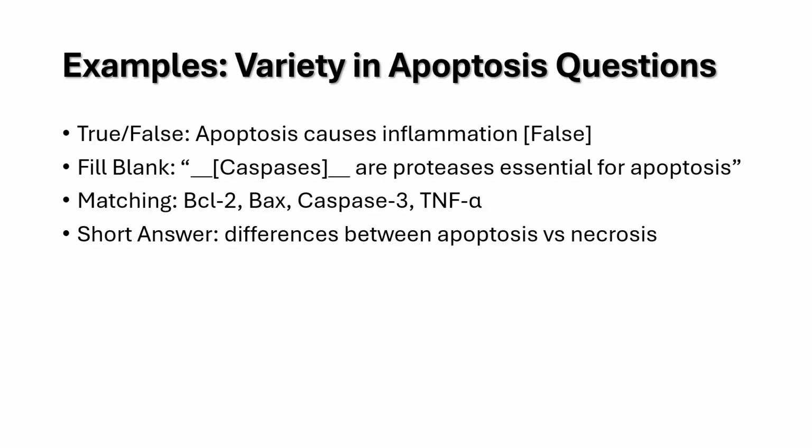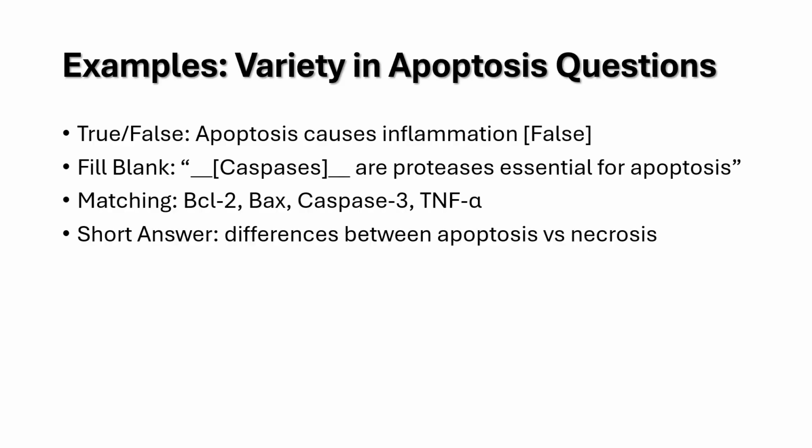Matching, you can come up with all types of ideas for matching in this context. And short answer, you could ask for one difference between apoptosis versus necrosis, or you could ask for two differences. So that's pretty obvious and pretty clear, right? And the level of thinking and the cognitive level of brain activity goes up. Short answer is the most engaging here.